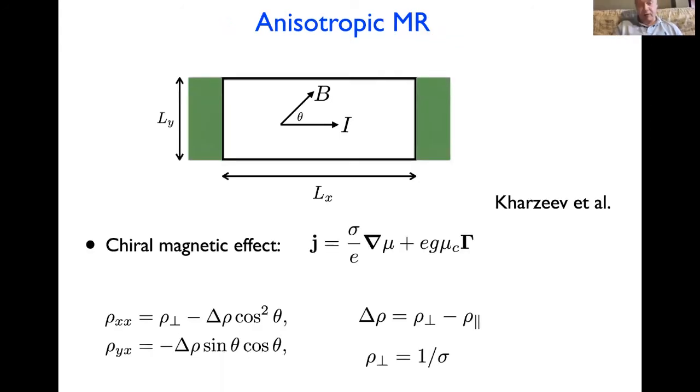Which is a consequence of the chiral anomaly. And so what this leads to is anisotropic magnetoresistance.